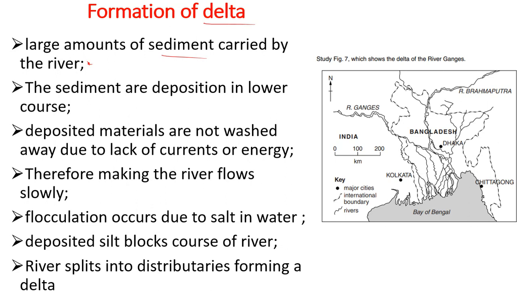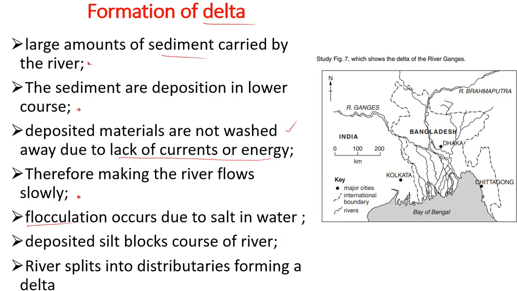Now, when a large amount of sediment is carried by the river, the sediment is deposited in the lower course. Deposition occurs in the lower course when the river doesn't have a lot of energy to keep moving this material. So the deposited material is not washed away, due to lack of current or energy of the river. Therefore, the river flows slowly.